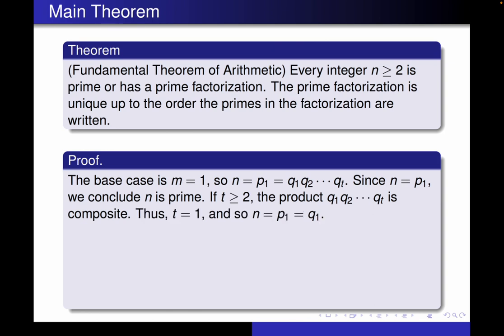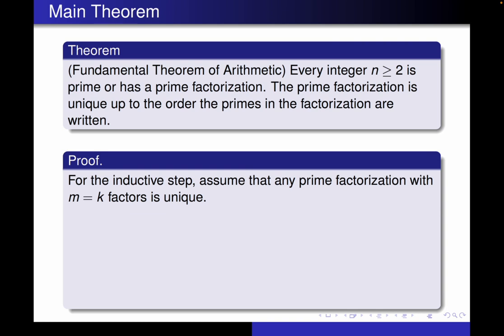So that actually implies that t equals 1. If it equals more than 1, then n is not going to be a prime number. That means that n is equal to p1 is equal to q1. So what happened? We have t equals 1, and so p1 equals q1 gives us a unique prime factorization. Exactly what we wanted. They're the same length, and we matched up the p with the q.